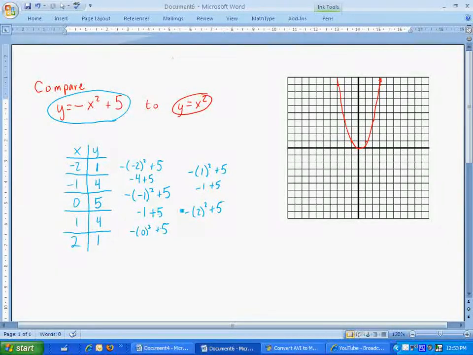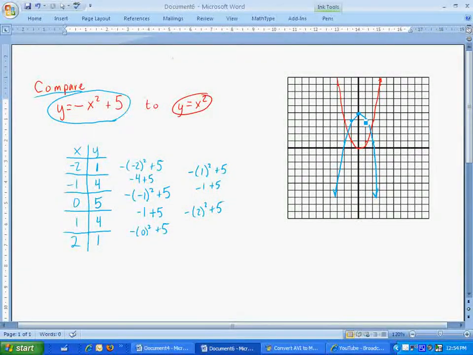Now that I've got my points, I can go ahead and graph them. So x is negative 2, y is 1. X is negative 1, y is 4. X is 0, y is 5, x is 1, y is 4, x is 2, y is 1. So now I should be able to put my graph down, which you'll notice this time is upside down. Now the question asks me to compare my current graph to the parent graph.